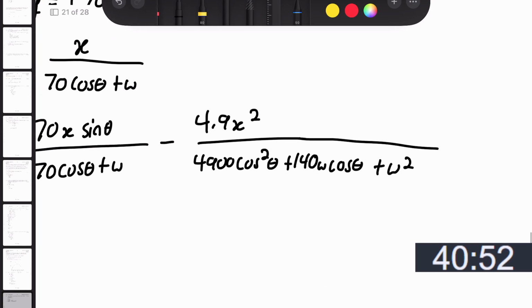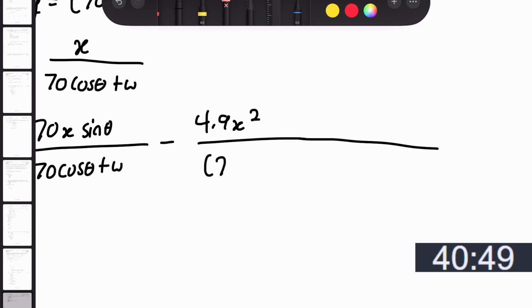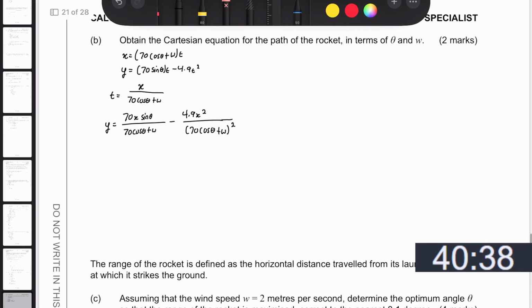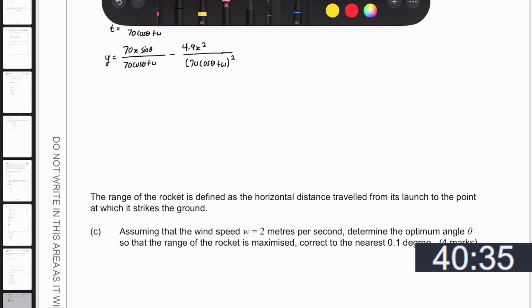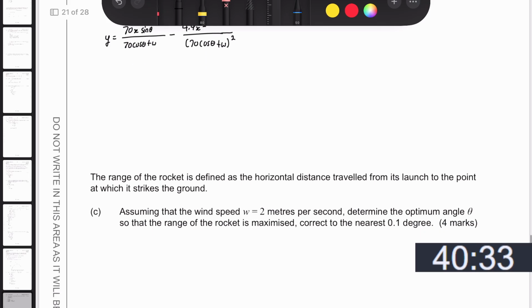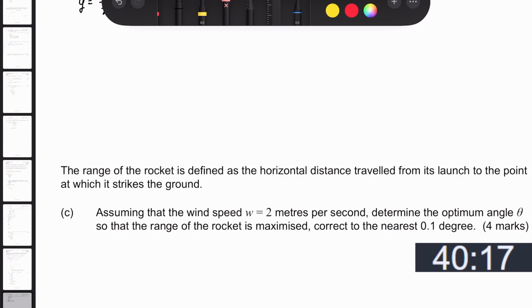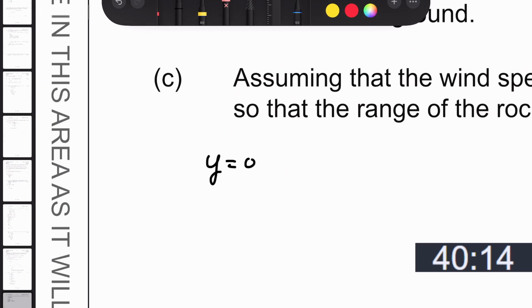Maybe I'll leave this as 70 cosine of theta plus w squared. I can go with that. Okay, so I want to maximize x. The range is the distance traveled from its launch point to where it strikes the ground, so then y will equal 0.